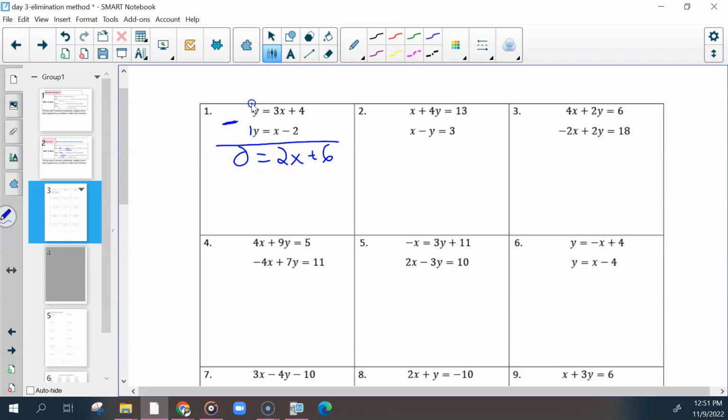Okay. Then we're going to solve for x. How would we do that? Minus 6 on both sides. And then divide everything by 2.